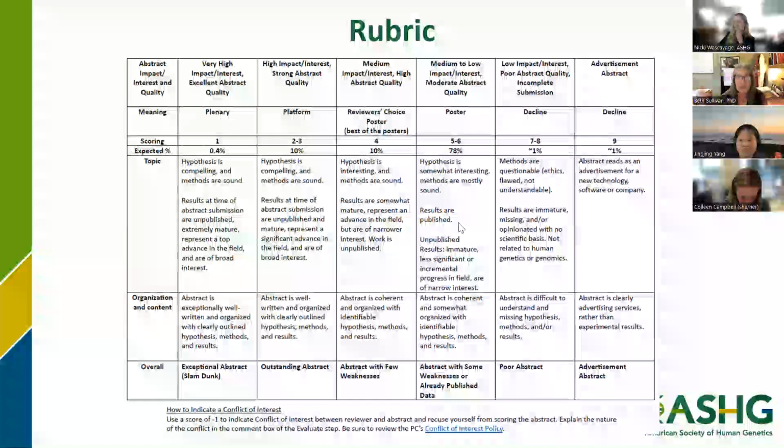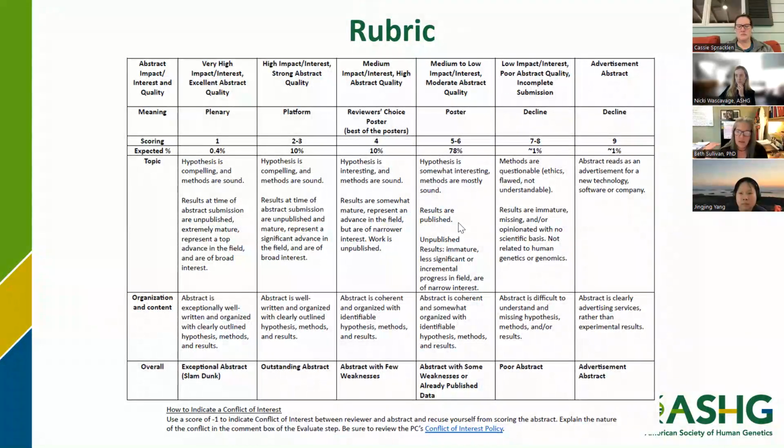Okay. So we may have different types of abstracts, something that has already been published, was published 6-9 months ago, or we have some results that are just a little too preliminary, and they may score in the 5 or 6 range, and that may be a poster and might not make it to a platform.